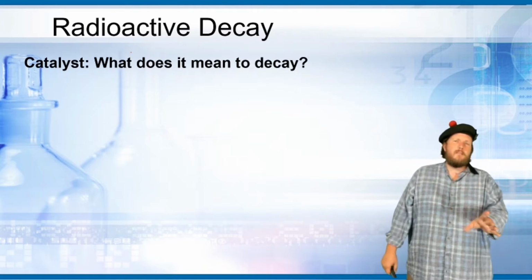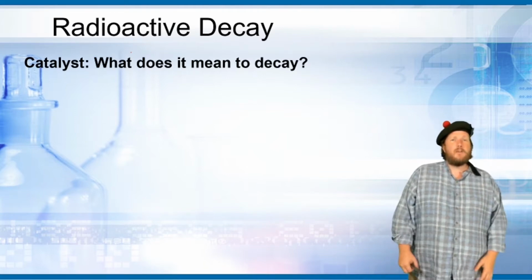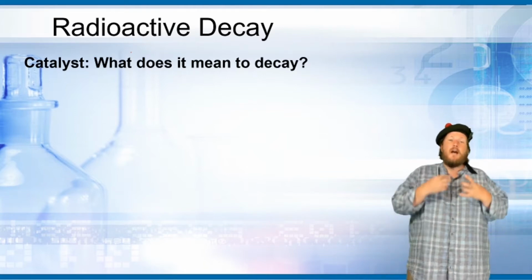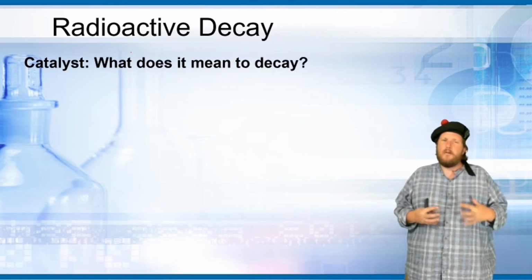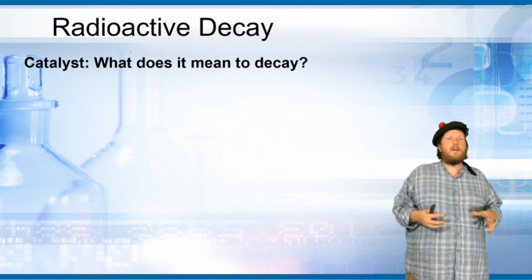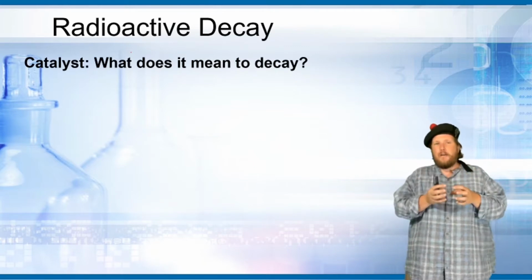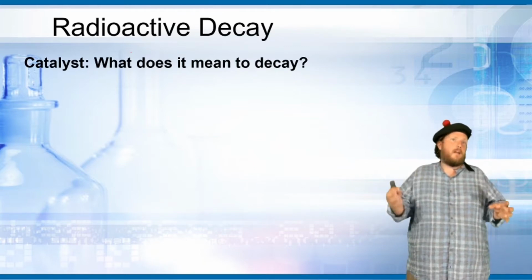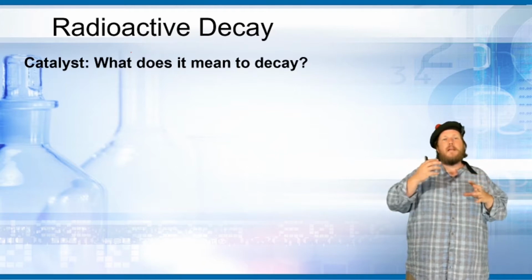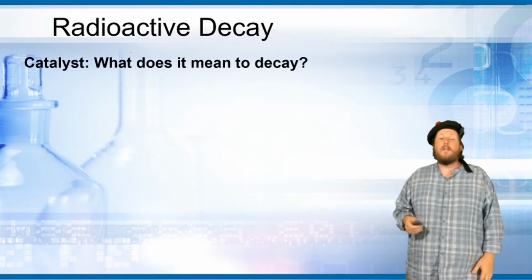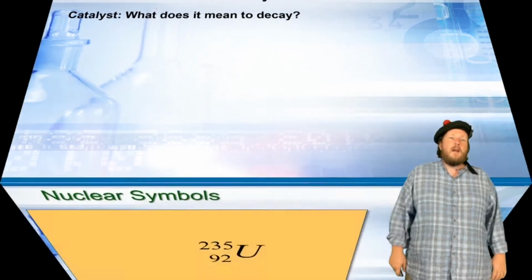The first question is, what does it mean to decay? To decay is to fall apart, to break into pieces or parts or something like that. And so what we're talking about in radioactive decay is the decay of atoms into smaller, lighter weight atoms. And this is based on events and activity that occurs in the nucleus of those atoms.